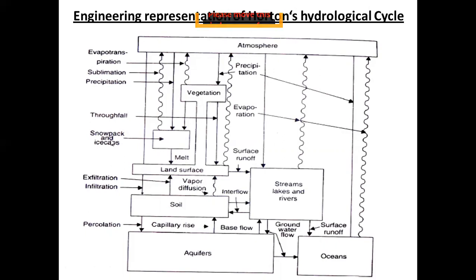Engineering representation here is again the same thing, but the representation is different. You can see there are aquifers, oceans, and there are streams, lakes and rivers, soil, land surface, snowpacks, vegetation. From the atmosphere the water gets precipitated and falls to the land, snowpacks, soil, aquifers. Then through this it will again rise. There is an interflow between soil and the rivers. Then from the oceans it comes down to the aquifers and ocean in the form of precipitation.